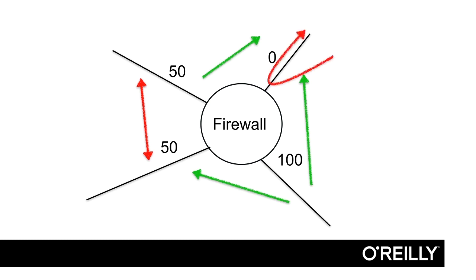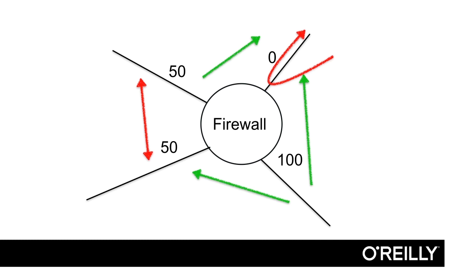Also, if traffic comes in on one interface and returns back out on the same interface again, which is sometimes called hairpinning, this is also not allowed because of the same rule. Because traffic in this example comes in on the interface with security level 0 and leaves out on the interface with security level 0. So the same security level rule applies.